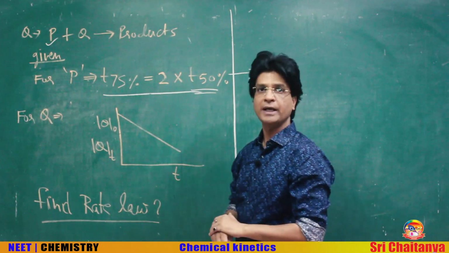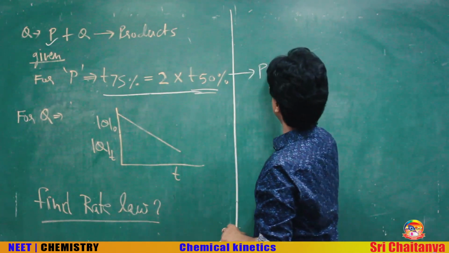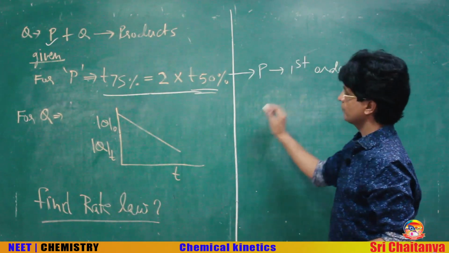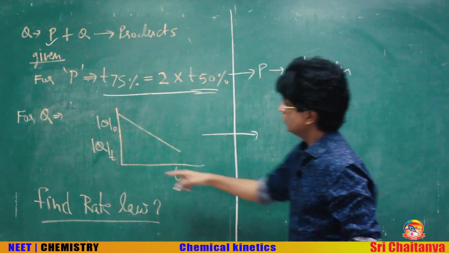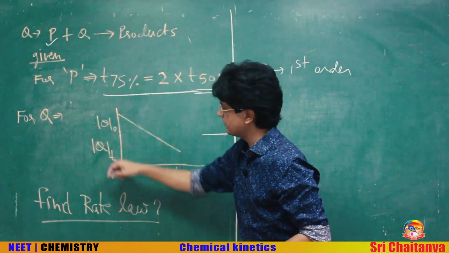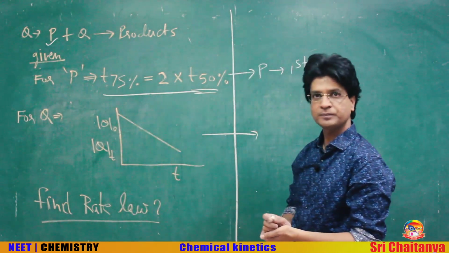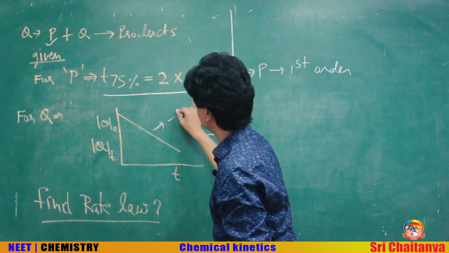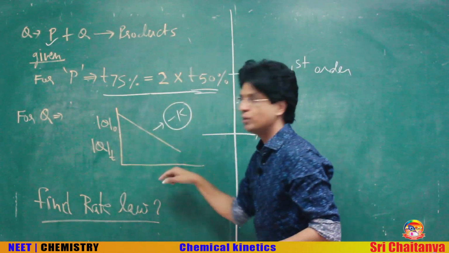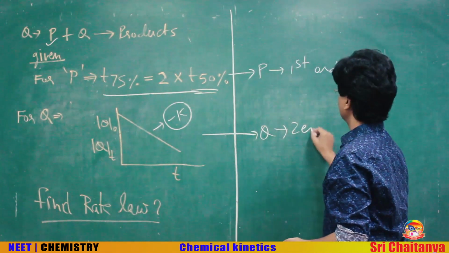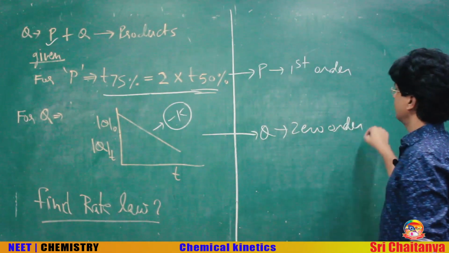That is for first order reaction. So with respect to P, it is first order reaction. And this graph, concentration on the y-axis and time on the x-axis, has a negative slope. With slope, you know that this is minus of K. This is a zero order graph. So with respect to Q, it is a zero order reaction.